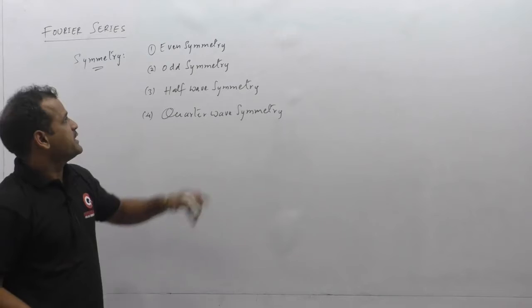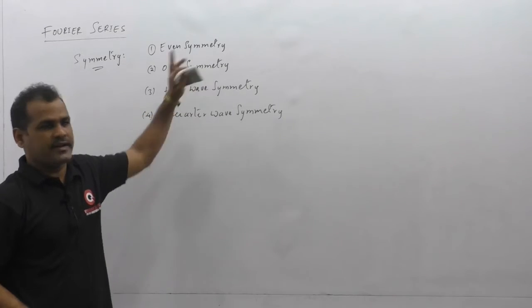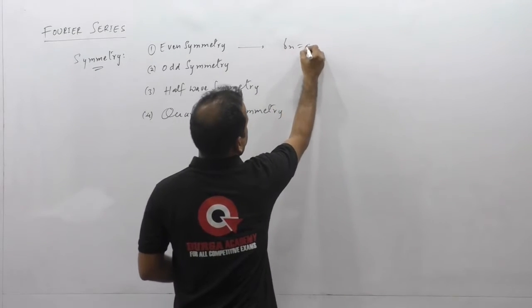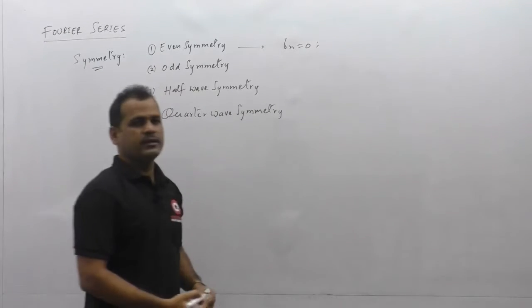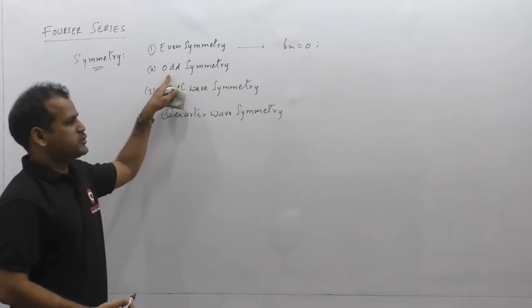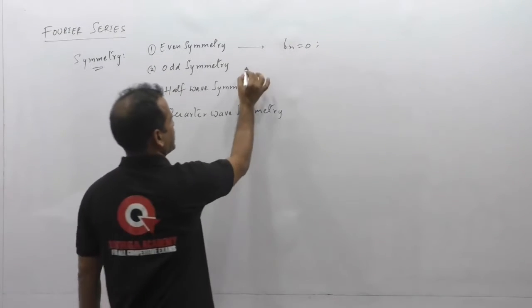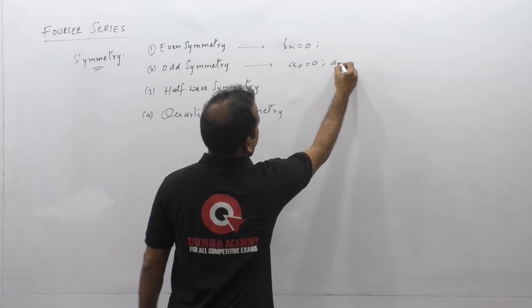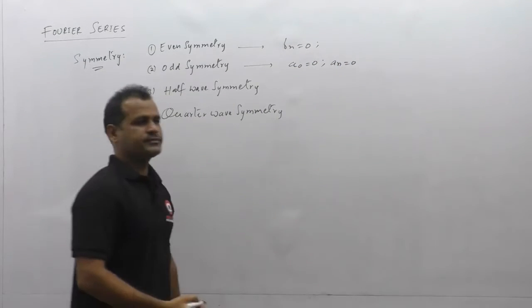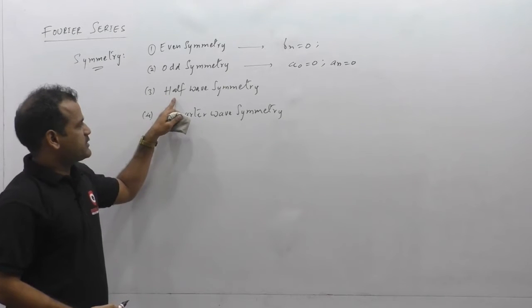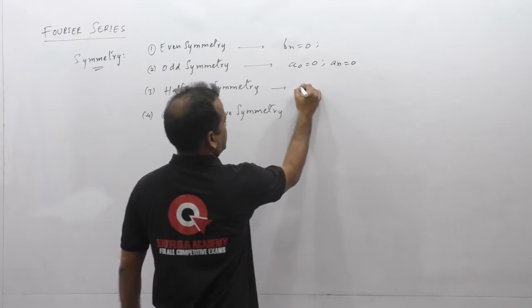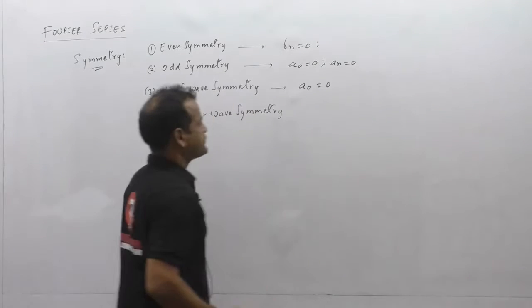Observe here, if a signal shows even symmetry, we can take Bn coefficient 0. Whereas if a signal shows odd symmetry, we can take A0 0 and An 0. And if a signal is having half wave symmetry, then we can take A0 value 0.